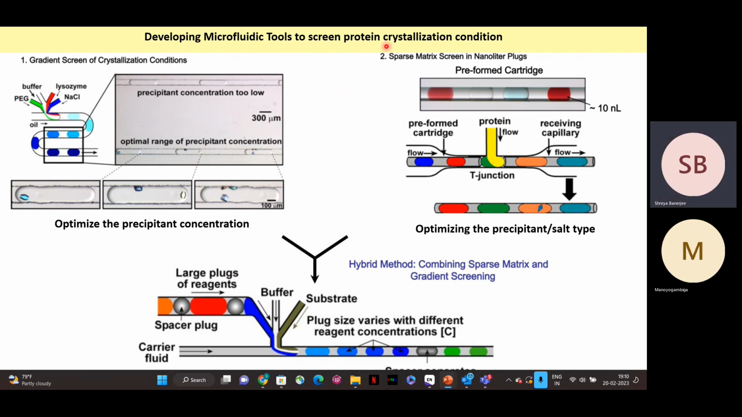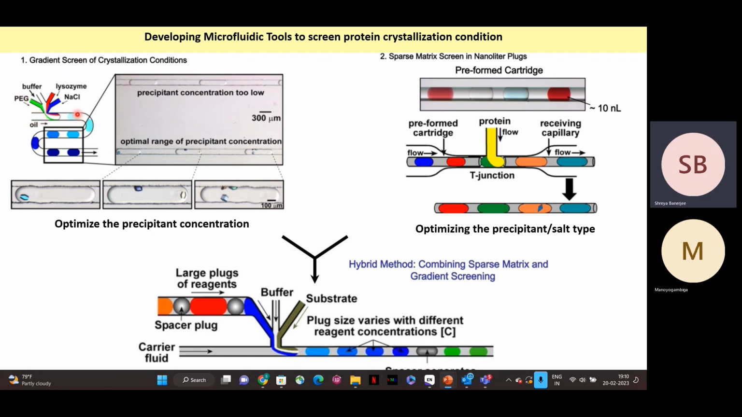Several microfluidic tools have been developed to screen the protein crystallization conditions. First thing that was done is the precipitant concentration was varied. So a microfluidic system was set up in which polyethylene glycol, buffer, the protein lysozyme, and salt NaCl was added. So you can control the flow rate of any of these 4 things, and you can get drops with different concentrations.